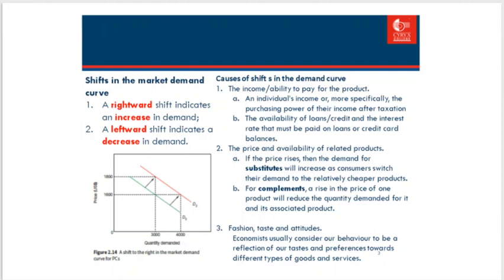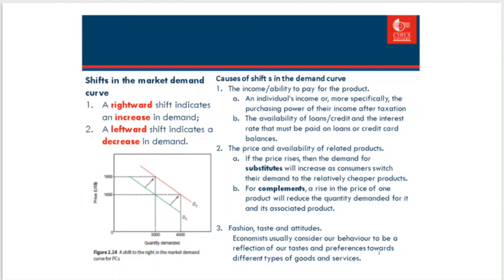B. The availability of loans, credits, and the interest rate that must be paid on loans or credit card balances. After we get a loan, it will increase our ability to buy product or services. But later, we have to pay back the loan, right? If we pay back the loan, it will include the interest rate. So the time we have to pay back our loan with the interest rate, it will reduce our ability to buy product or services.